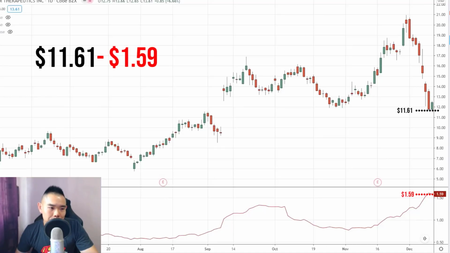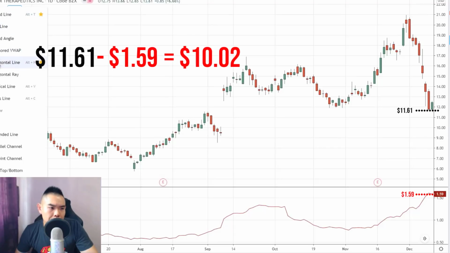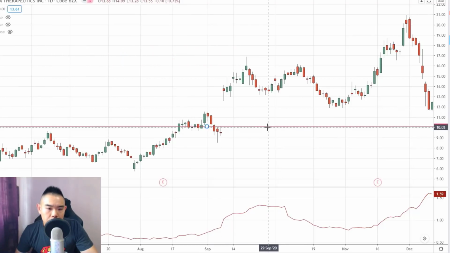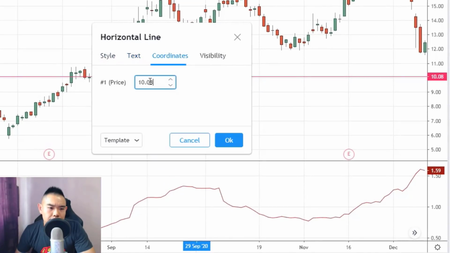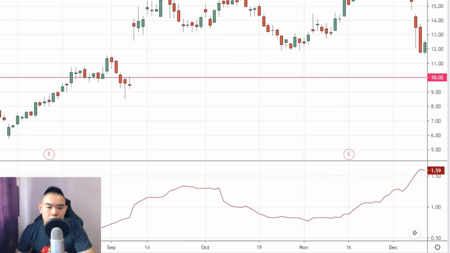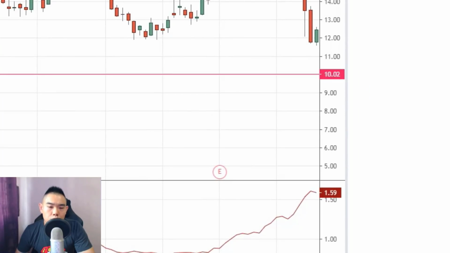If my math serves me right, the answer should be $10.02. Trust me, I'm not good at math. I'm just doing my math right now live as I am in front of this screen. It should be $10.02, so your stop loss should be at that level. So I'm going to pull out the horizontal line. This one should be at $10.02. Okay, let me just walk you through.